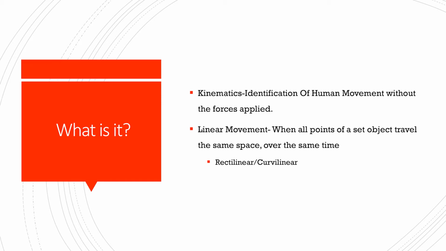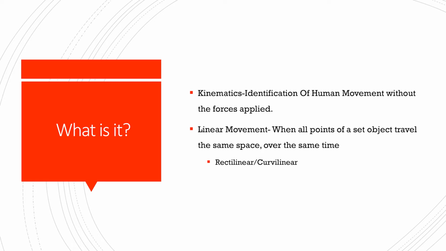Rectilinear is what you would typically see as your straight line. What you would do is take a body of mass or an object of mass, and if all points of that object travel the same distance during the same time, this would be considered a linear movement or rectilinear movement.